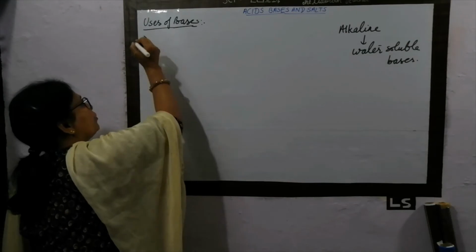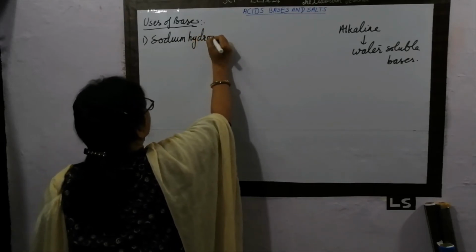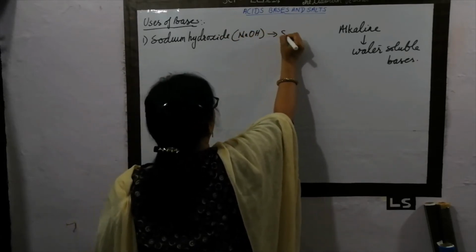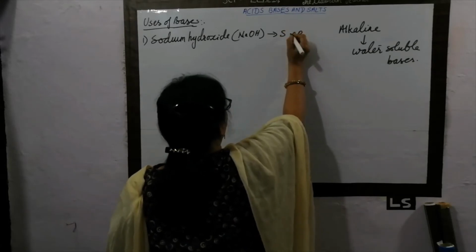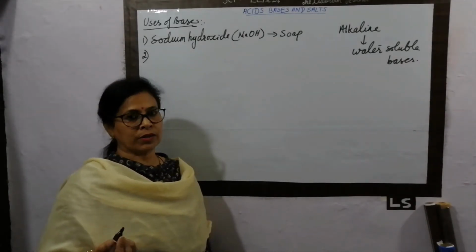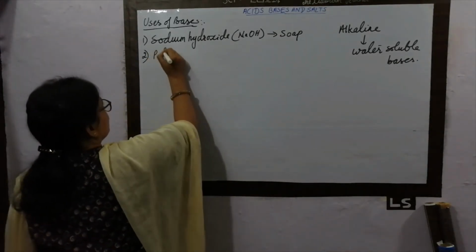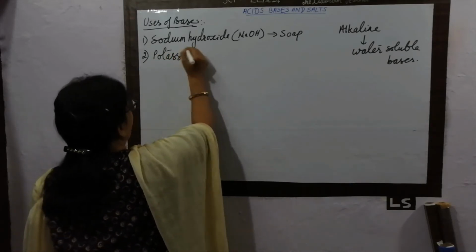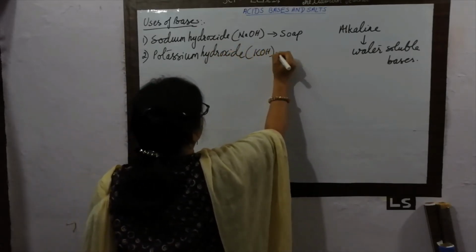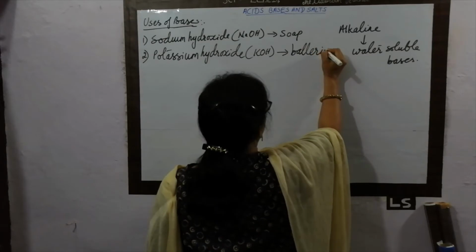So what are the uses of bases? Sodium hydroxide, a very commonly used base, is NaOH. It is important for soap preparation, soap manufacturing. Sodium hydroxide is required. So this is the use of sodium hydroxide, which is an alkaline base. One more is potassium hydroxide. Potassium hydroxide is KOH, and it is used in batteries.